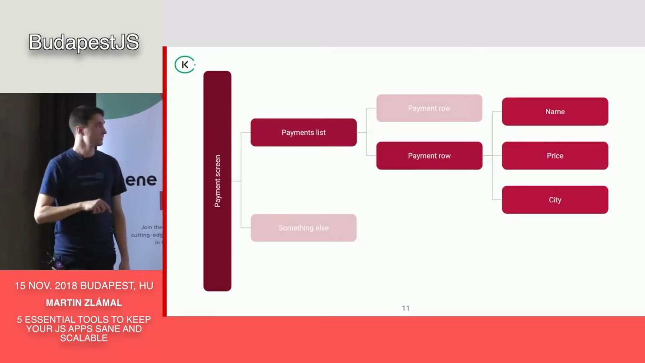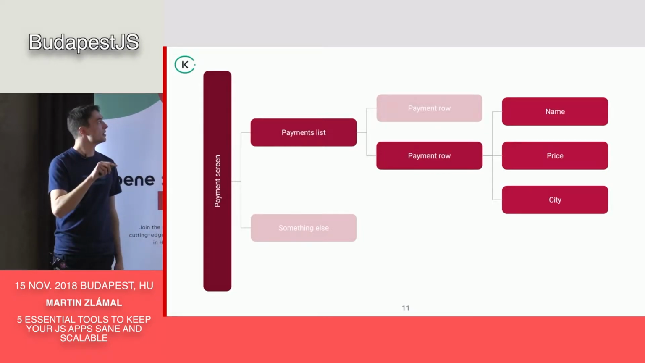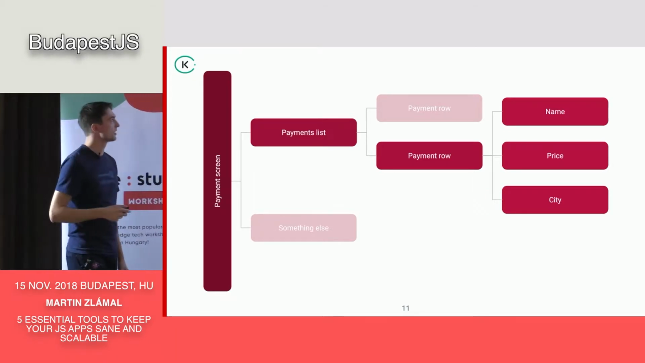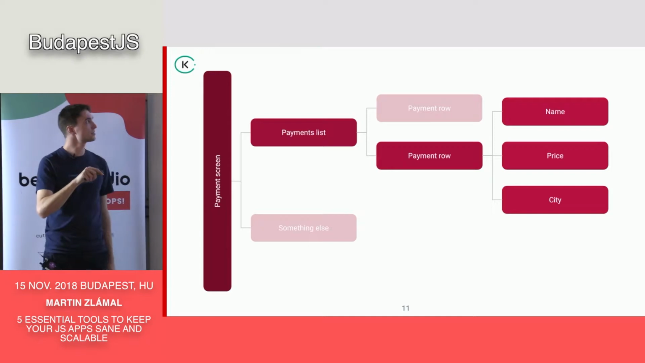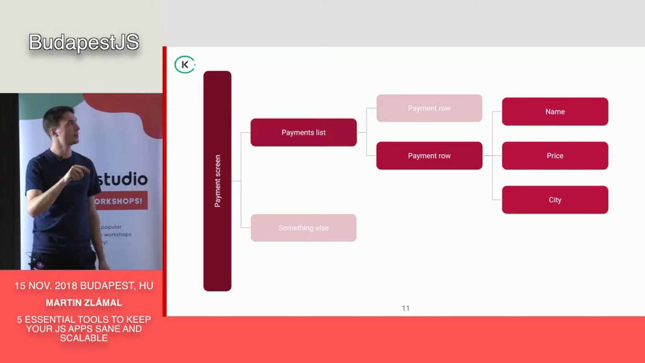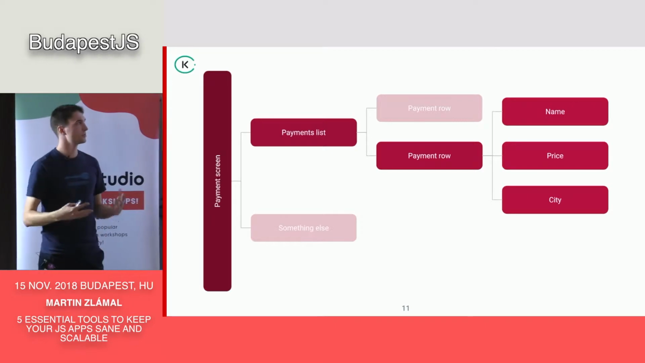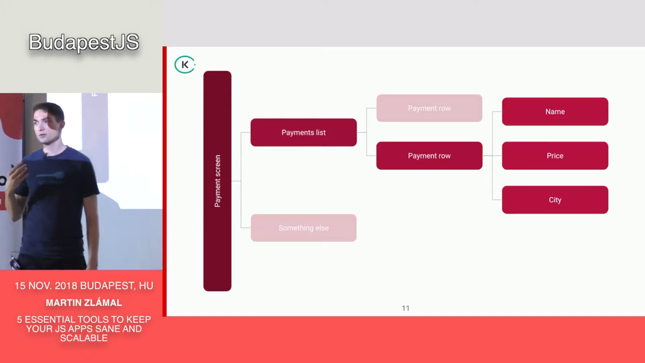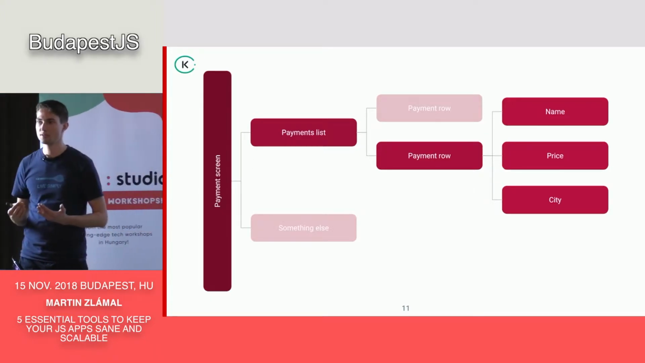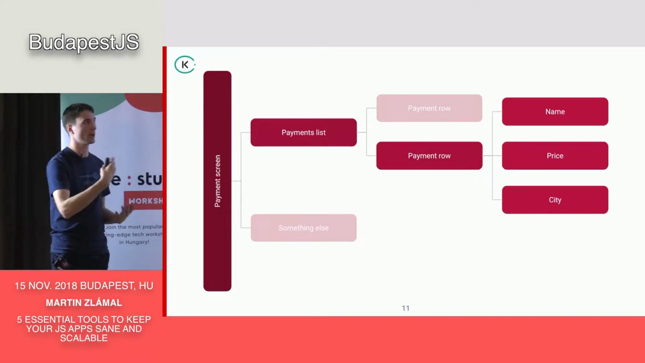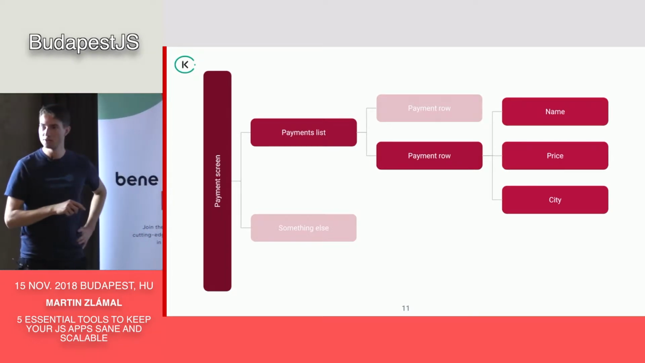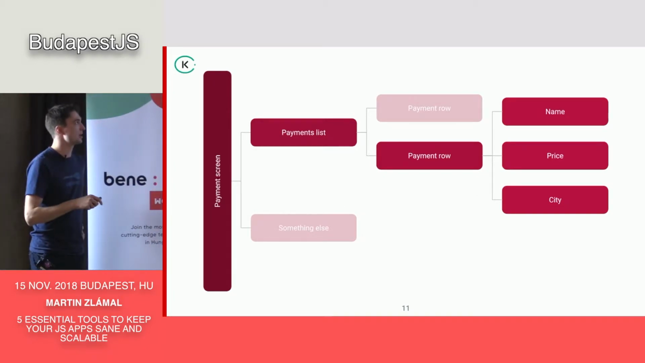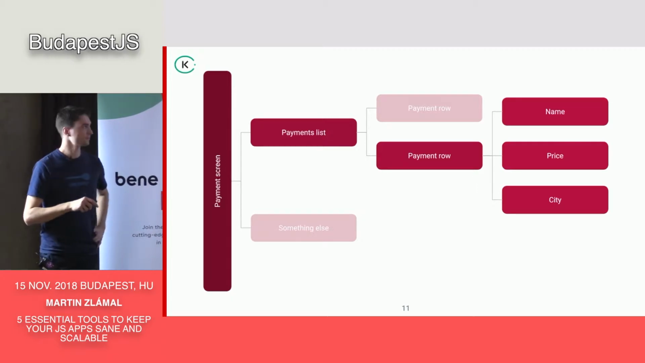I have the payment screen. The payment screen contains the payment list, and there's the navigation, the header, and each payment list contains many rows, and each row contains a component for name, price, city, which are rendering the specific field with some style. But if you look at it, those are actually my data requirements. I'm describing here what I need. So if I go back, I can say that in order to render payment row, I need name, I need price, I need city. And in order to render a payment list, I need payment rows.